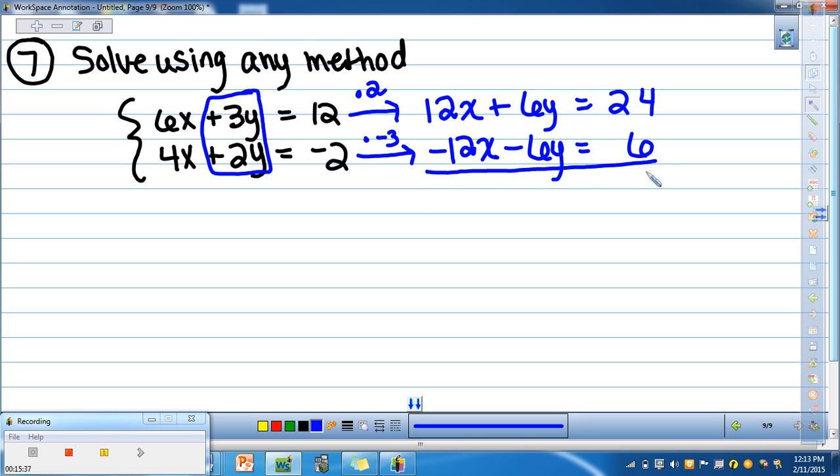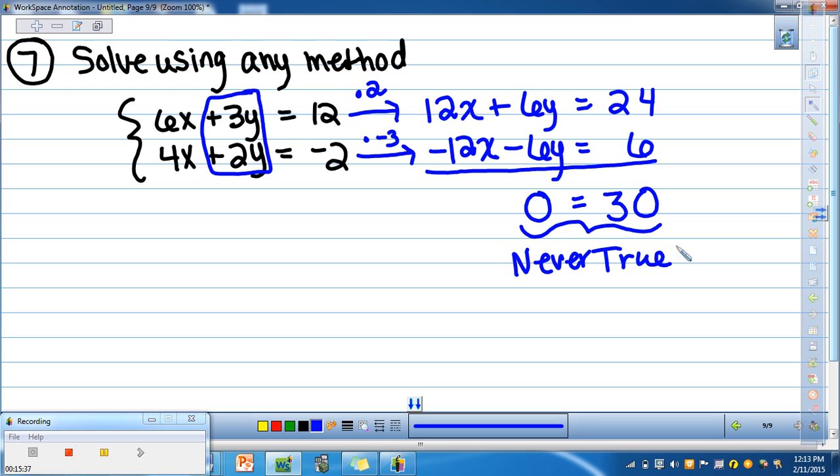Now look at what happens when we try to eliminate. 12x minus 12x goes away. 6y minus 6y also goes away. So the only thing that we're left with is 0. Over here we have 0 equal to 30. What can we say about this statement? It's not true. It's never true. If we end up with a weird solution like this, a number equal to another number, it's not a true statement. This is representative of an inconsistent system. There is no solution.